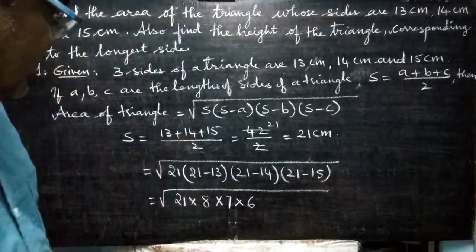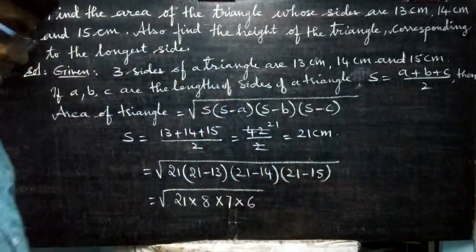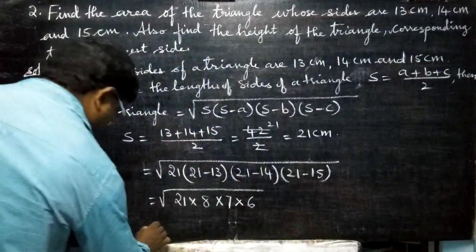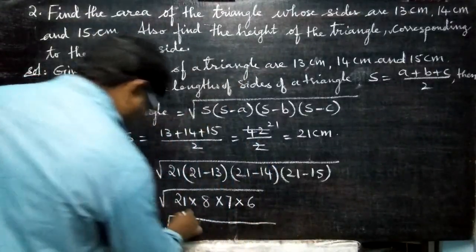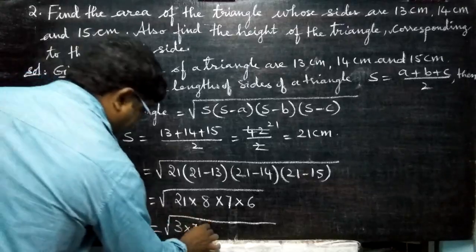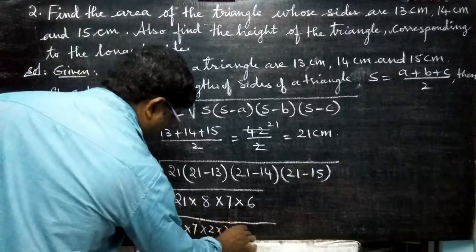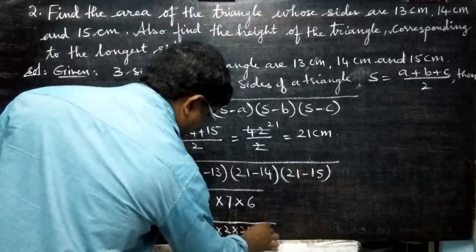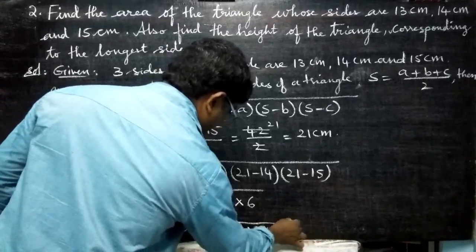Now change into prime factors. That will be the easiest for calculation. That is equal to square root of 21, which means 3 into 7, 8 means 2 into 2 into 2, 7 is a prime number, and 6 we can write as 2 into 3.